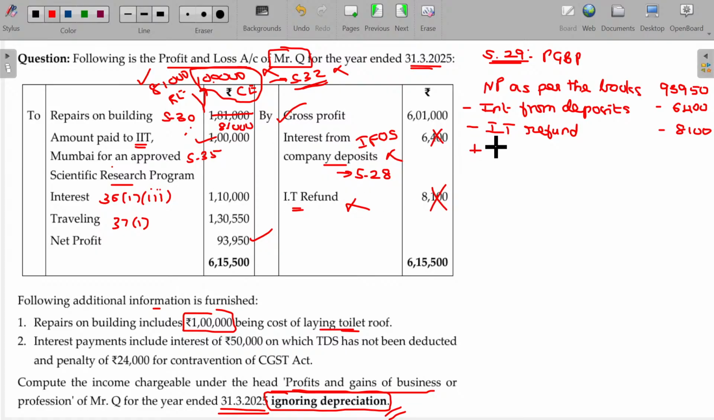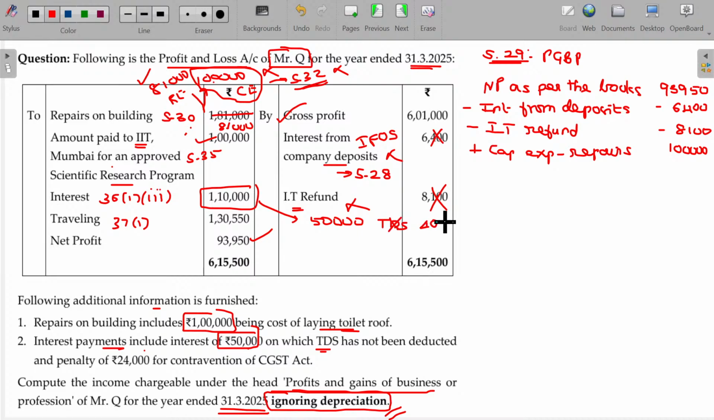So add capital expenditure related to the repairs of building. The value being 1 lakh is added back. Interest payments include interest of 50,000 on which TDS has not been deducted. So for this interest of 50,000, TDS is missing.